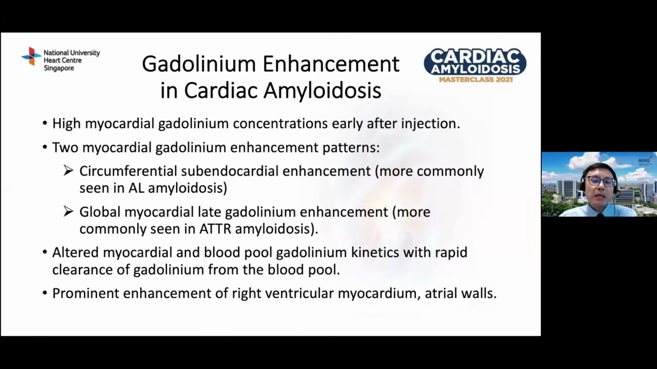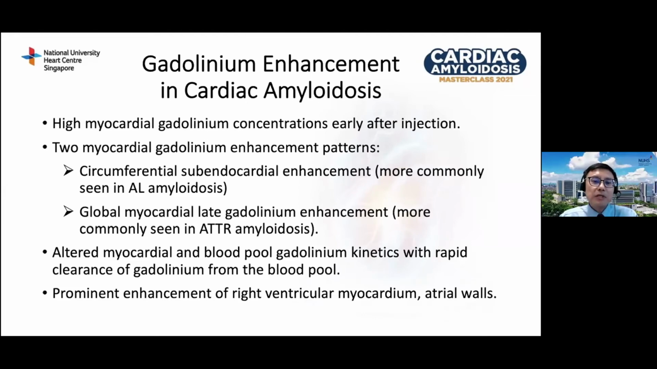So there are some important features of gadolinium enhancement in cardiac amyloidosis, and this includes very high myocardial gadolinium concentrations very early on after injection, right? It's like the amyloid proteins suck up the gadolinium very quickly, right? And we typically see two kinds of myocardial gadolinium enhancement patterns.